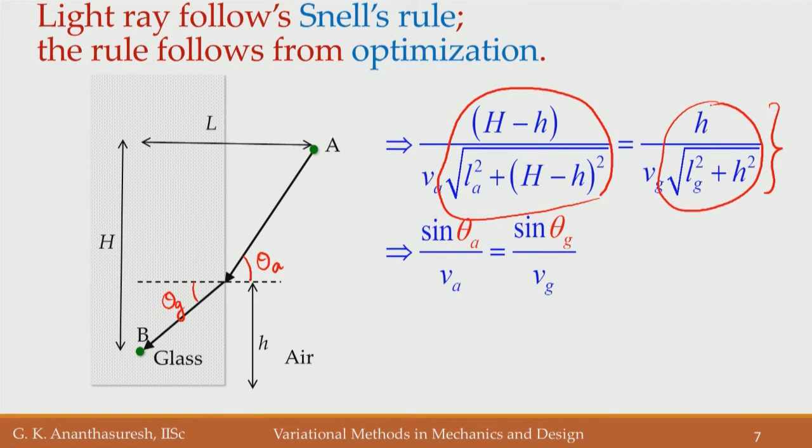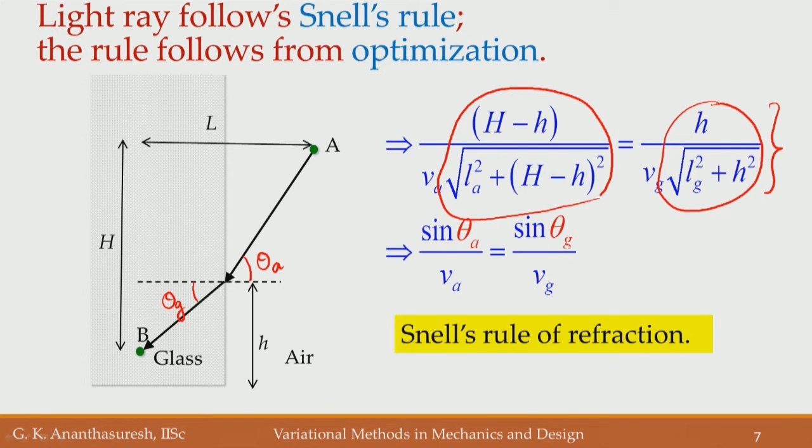Okay. Now, what we have is what we call Snell's rule of refraction. Sometimes people call it a law, and that is not correct, because we say something is a law if it can only be verified by experiment, but here it is not true. We have derived it by following Fermat's conjecture that says light rays follow the least time path. So, light ray follows the Snell's rule. The rule itself follows from optimization.